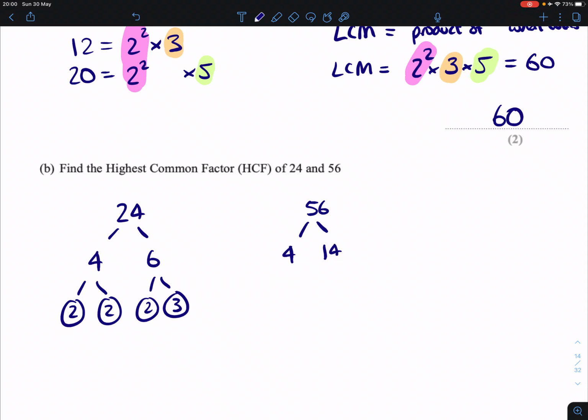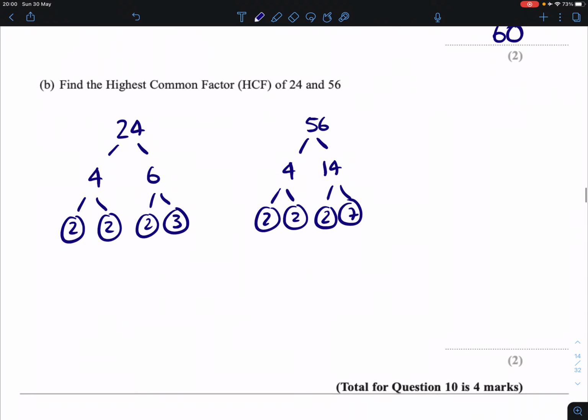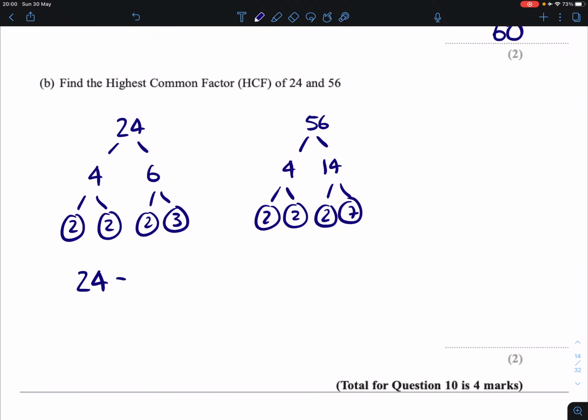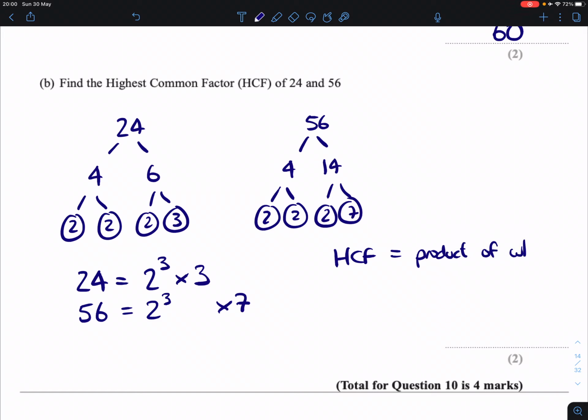Get 4 times 14. 4 becomes a 2 times 2. 14 becomes a 2 times 7. And if we write these out similarly to what we had above, we have 2 cubed times 3. And for 56, we have a 2 cubed times 7. The highest common factor is going to be the product of what loses. So we're looking for the smallest 2, the smallest 3, so on, so forth.